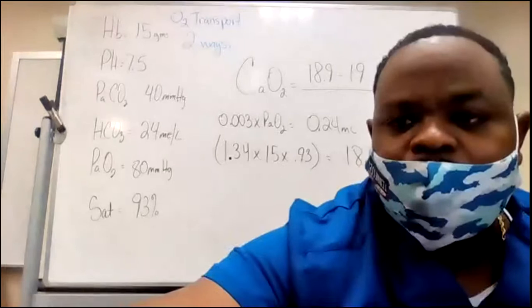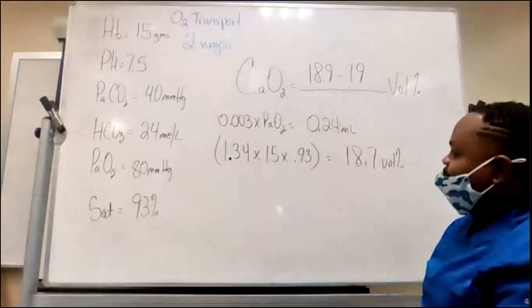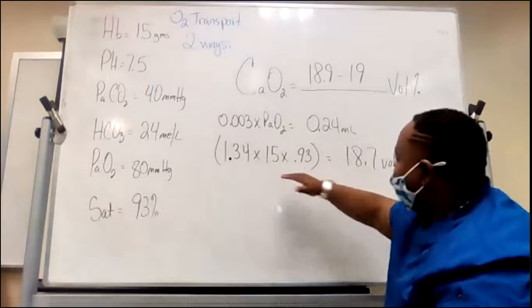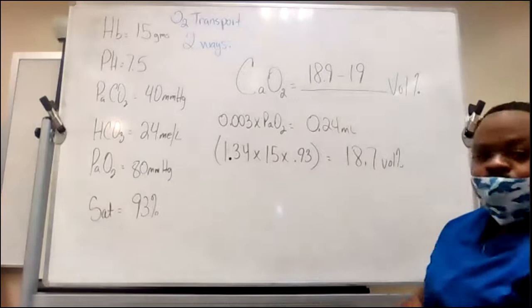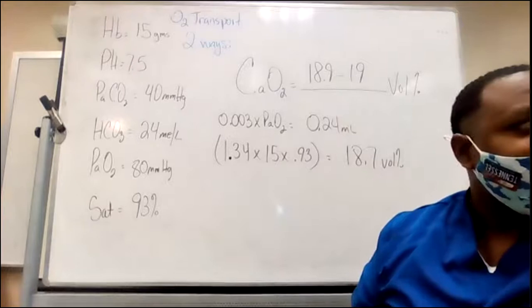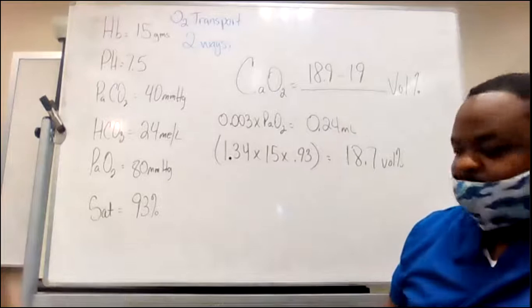Everybody understand that? Everybody see how we got to 18.9? Dissolved is 0.24 plus combined, which is 18.7. You add these two together, and that's your total. Don't make it harder than it is, guys. It's just algebra. It's just a formula. Just plug it in and do the math.